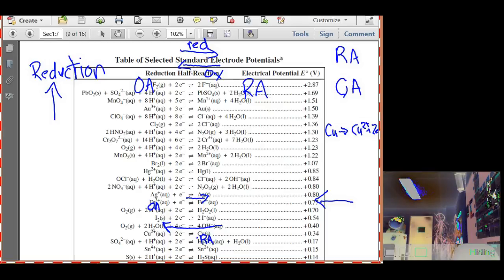Reduction is left to right. Yes. And oxidation is right to left. Yeah. So you might want to label this on your table somewhere.